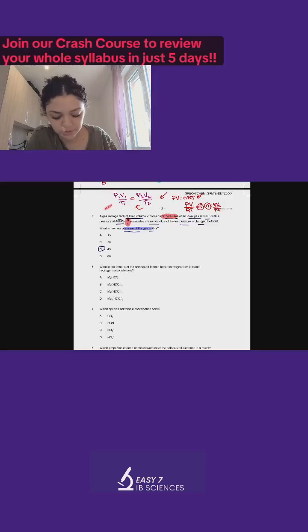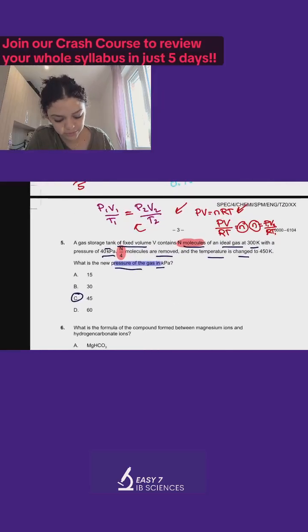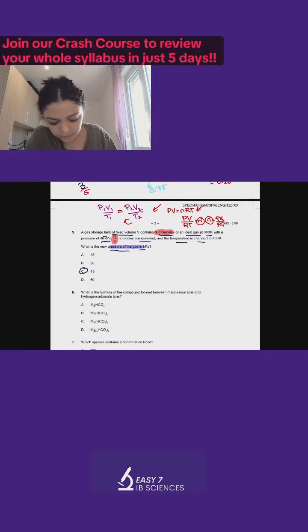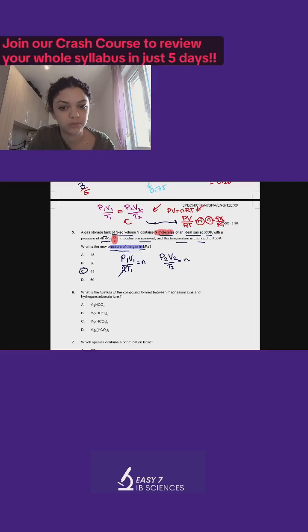Now, this equation is usually all you needed to know to answer these questions. But now the IB have been a bit rude because they want you to always know how this equation has been derived, so you can apply this knowledge to answer the question. So I know that P1V1 over T1, you can even add the R if you'd like, but it's redundant because the gas constant is just going to be the same on both sides, is going to be equal to P2V2 over T2. And that always equals the number of moles as well.